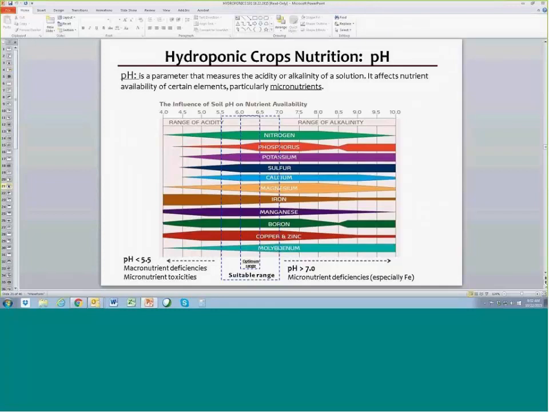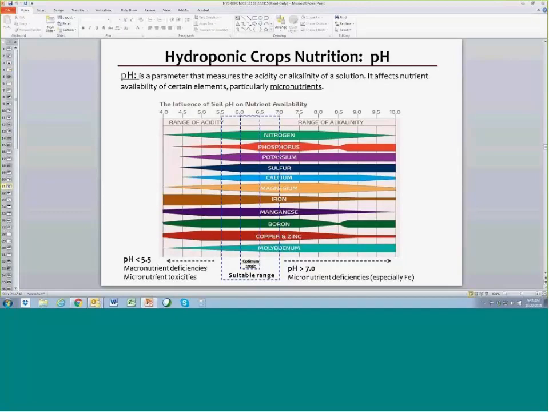So let's say you see over there a graph, and you see that there is an optimal pH, and there is a deficiency at lower pH, and some deficiencies at higher pH. So the optimal pH is somewhere in between 5.5 to 6.5. If you go from the bottom to the top, you will see for each one of the elements that the bars or the graphs are very thick. That means that there is much more availability of these nutrients if you have a pH around 6 to 6.5.